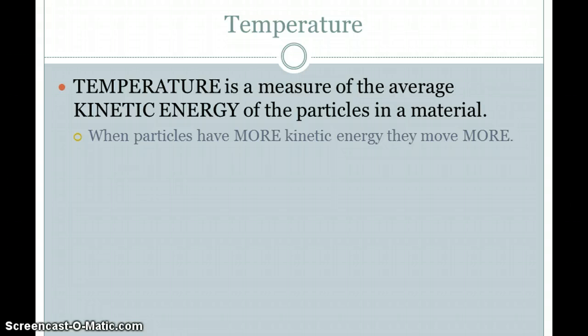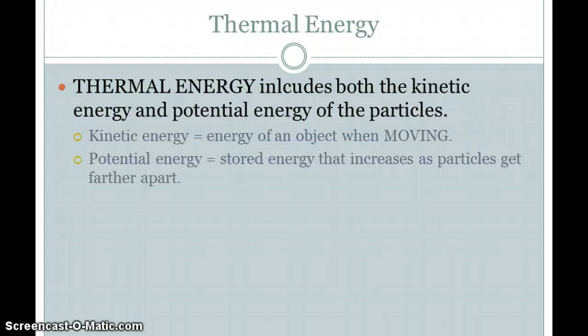So temperature is basically how fast or how slow the average speed of energy of the particles in a material is. So when they have more kinetic energy, they move more, and that means a higher temperature. If they have less kinetic energy, then they move less, and that would mean a lower temperature. So temperature is just the average of the kinetic energy of something.